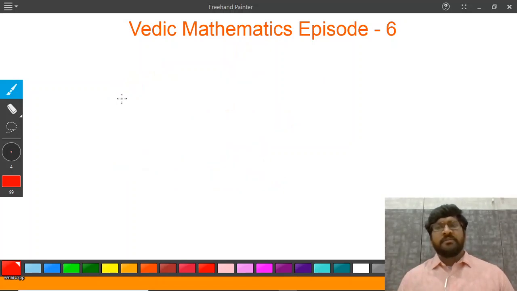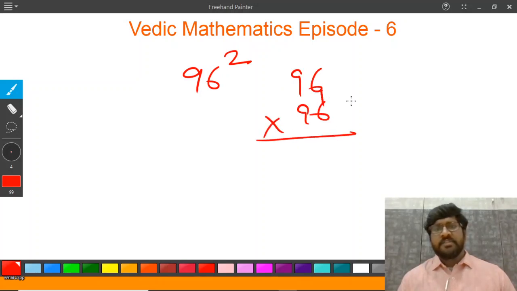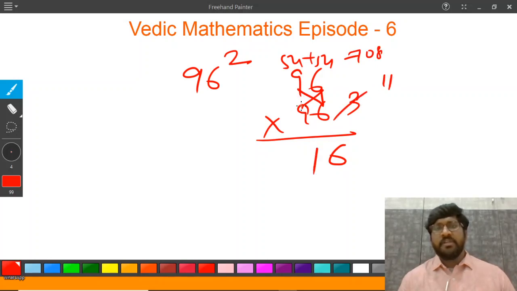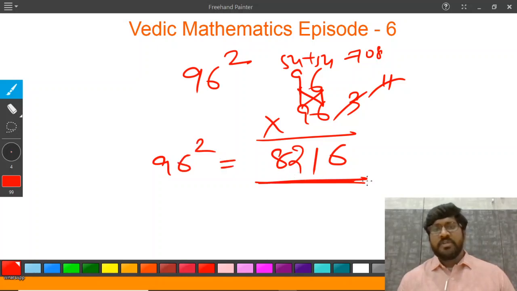Okay. Now one last one. I'm interested to find 96 square. Nothing but 96 into 96. 6 6s are 36. Diagonal 54, 54. 108 plus 3 carry, 111. So now 11 carry 1 here. 9 9s are 81 plus 11, 92. So 96 square is 9216.